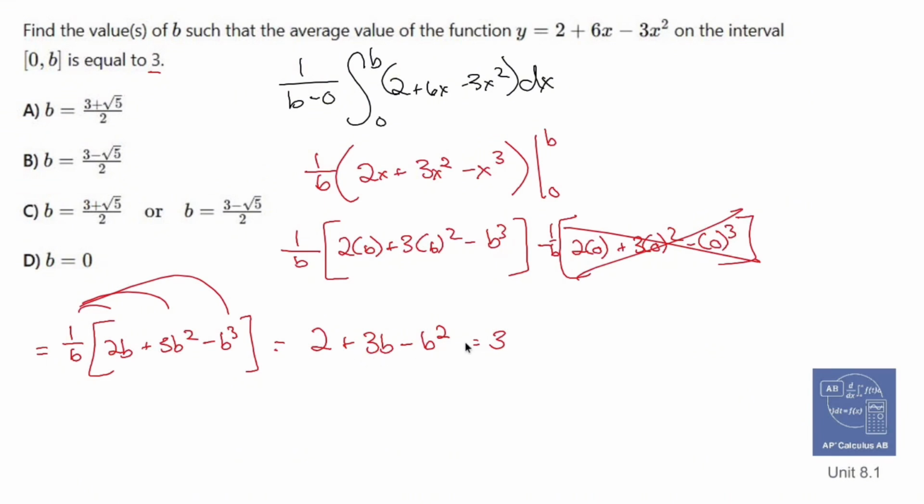So let's move everything to the right side and reorganize everything. All right, so we get 0 is equal to b squared minus 3b, and if I subtract 2 from 3, I get plus 1. Normally I'd factor that out. I can't.